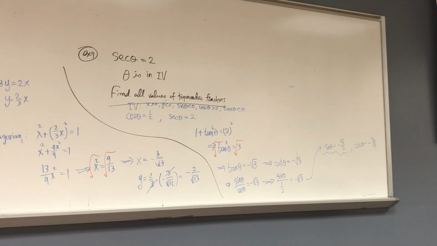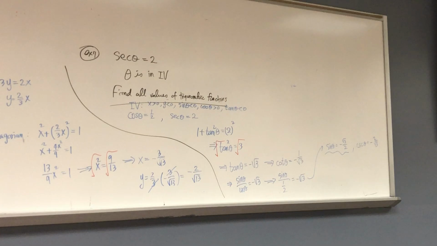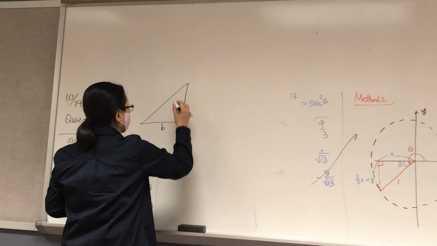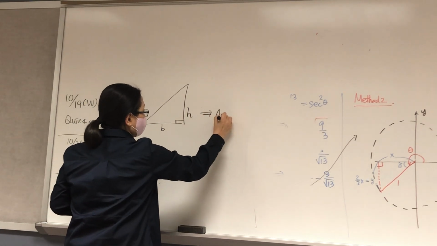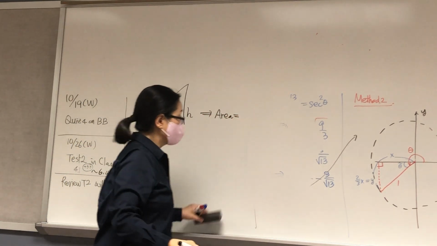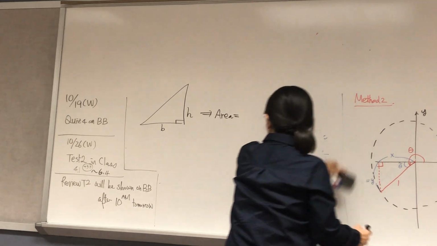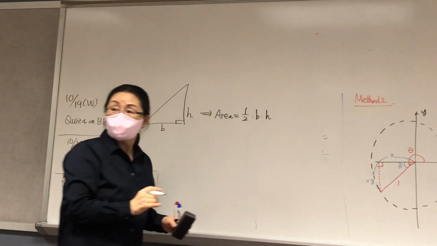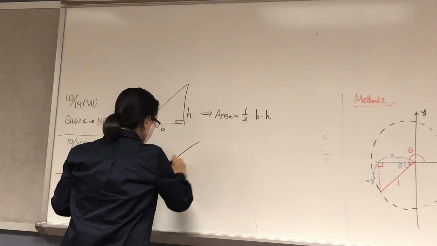Last one. How do you measure the area of an arbitrary triangle? Let's say this is B, this is H. And then, what is the area? How do you measure the area? Is that the base times height divided by 2? That's right. 1/2 B times H. Am I right? How about this shape?